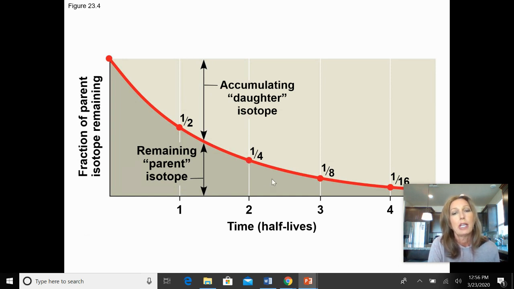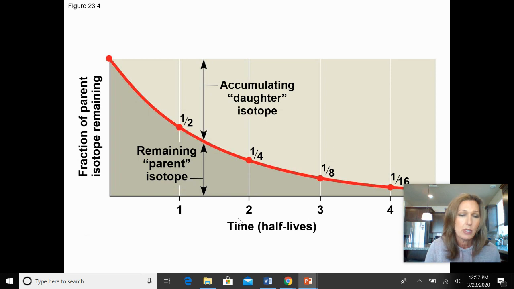Now, if I've gone through three half-lives, I have 1/8 of the original isotope remaining, because again, another half-life, I have half of a fourth. What's half of a fourth? 1/8. So that tells me I have three half-lives. And then if I have 1/16, well, what's half of 1/8? Half of 1/8 is 1/16. That tells me I've had four half-lives.